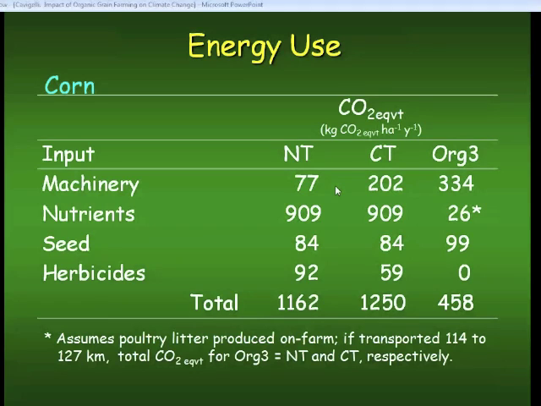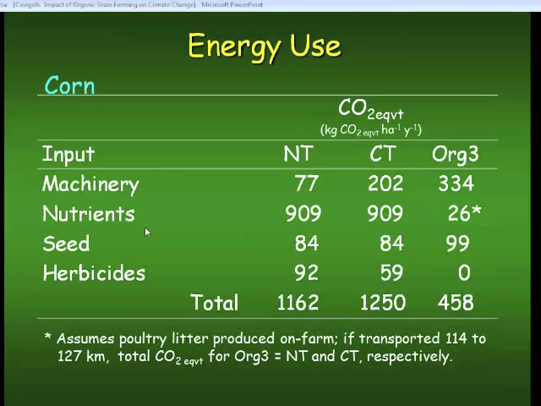Okay, so what did we see in terms of energy use? Here I'm just showing the corn data to highlight the differences in these different categories of energy use. In terms of machinery, this is basically the fossil fuel used in managing the plots using tractors. You would expect the CO2 equivalents from machinery in the no-till to be lower than in the chisel-till, and lower than in the organic system, which is what we found. So we're getting more CO2 emitted in our organic system because of more passes in the field.